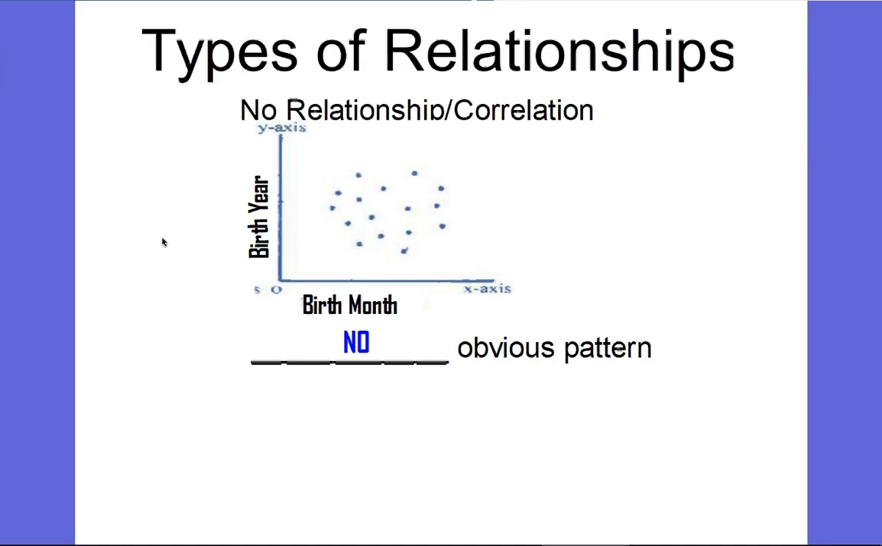And then lastly, the last type of relationship will be no relationship or no correlation, meaning there's no obvious pattern. So the dots or the ordered pairs are kind of spread out. A good example would be a birth month and a birth year. They're not really correlated at all.